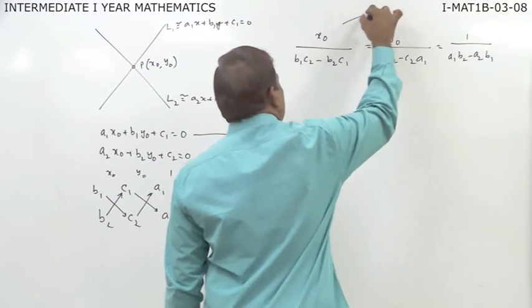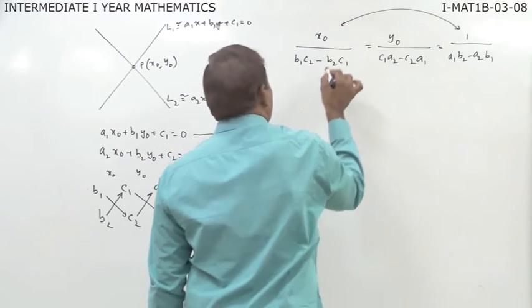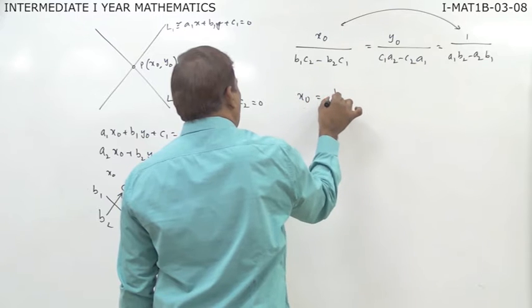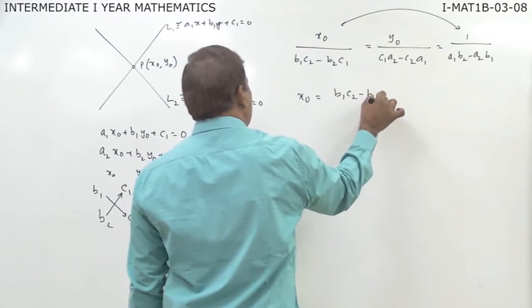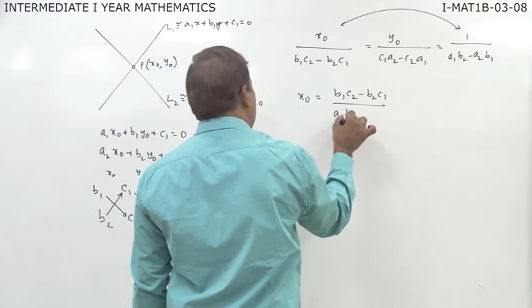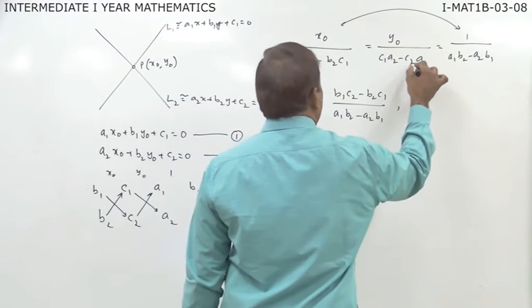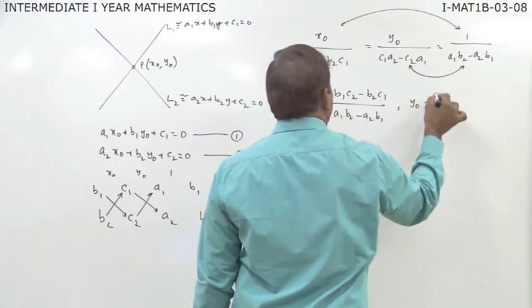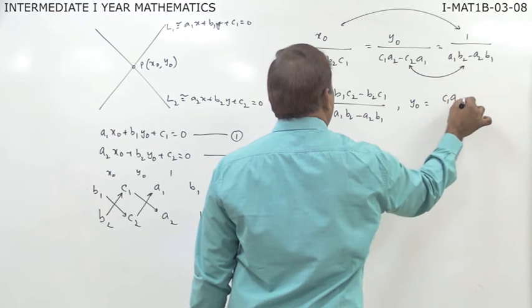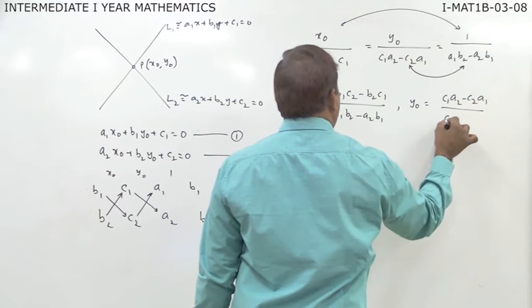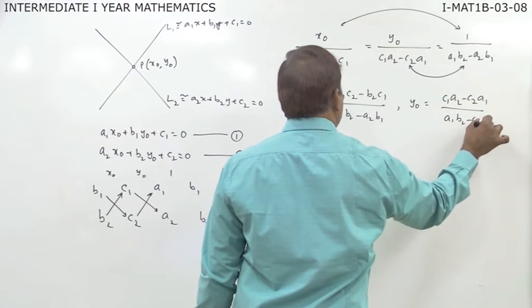So if we equate these two, we get x0. x0 is equal to b1 c2 minus b2 c1 by a1 b2 minus a2 b1. y0 is equal to, if we equate these two, we get y0. y0 is equal to c1 a2 minus c2 a1 by a1 b2 minus a2 b1.